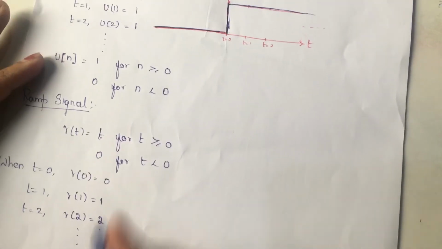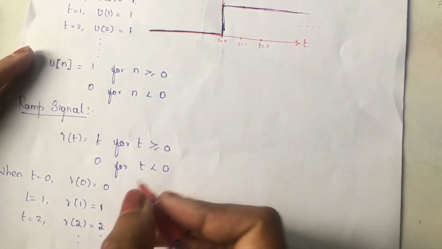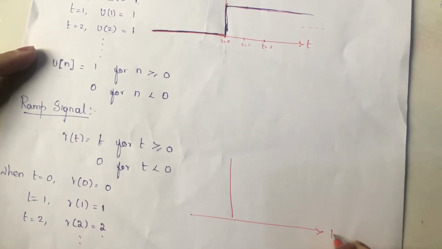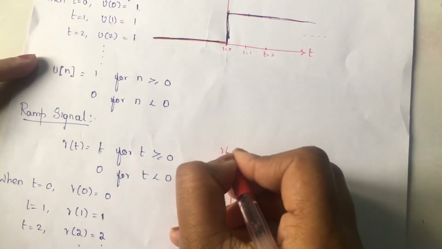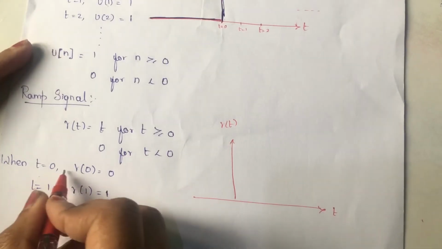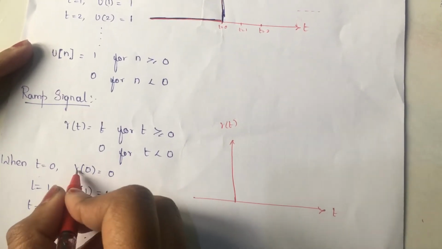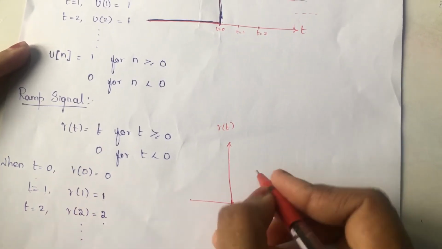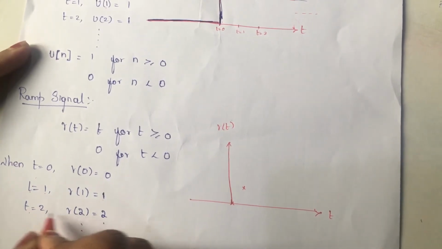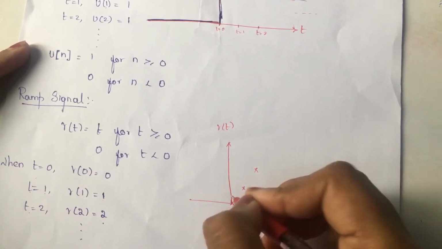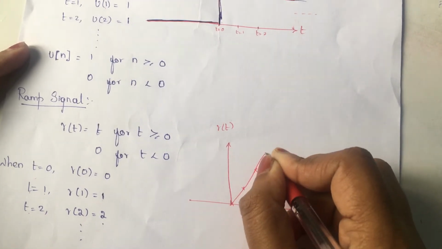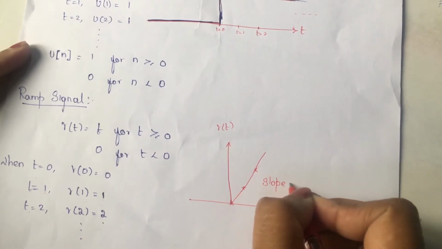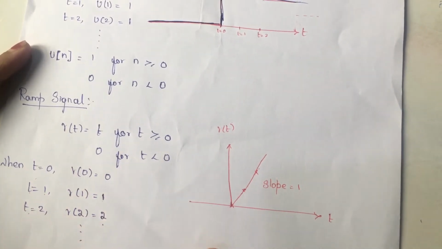Next, let us draw this ramp signal graphically. Here also the x-axis is t and the y-axis is r of t. For t equal to 0, r of 0 is 0. When t is equal to 1, r of 1 is equal to 1. When t is equal to 2, r of 2 is equal to 2. It keeps on increasing straight. Here the slope between two points is 1. For that reason we call this signal the ramp signal.